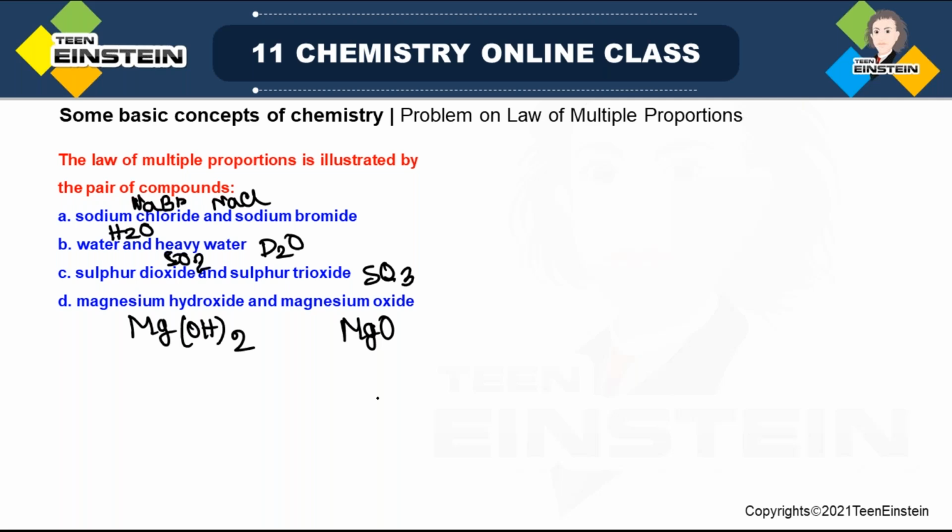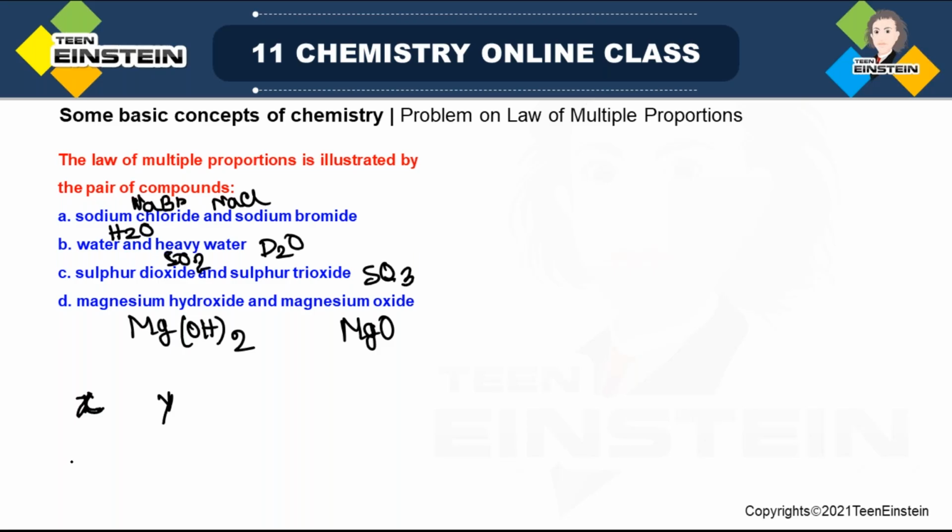Law of multiple proportion. What have we seen? There are actually 2 elements, right? And they are forming different types of compounds. So suppose one element is X, another one is Y. So they will form compounds with each other. So there should not be any third element. But if you look at option 1, there are a total of 3 elements involved. So this is not possible.